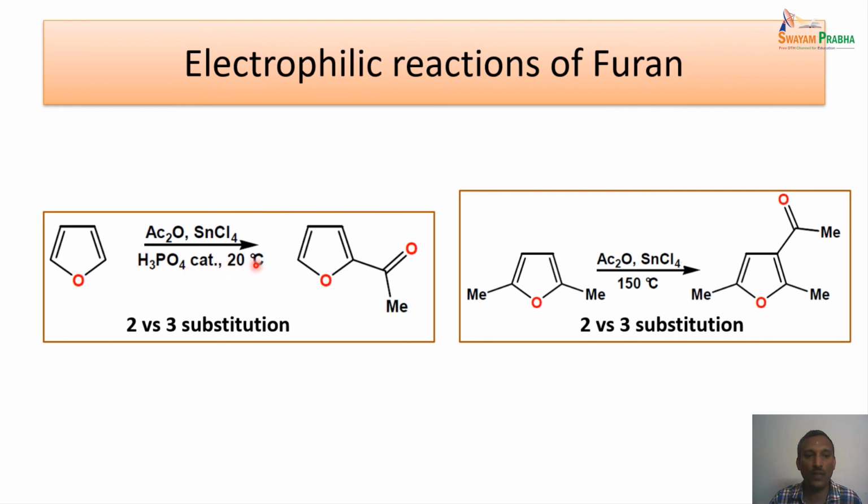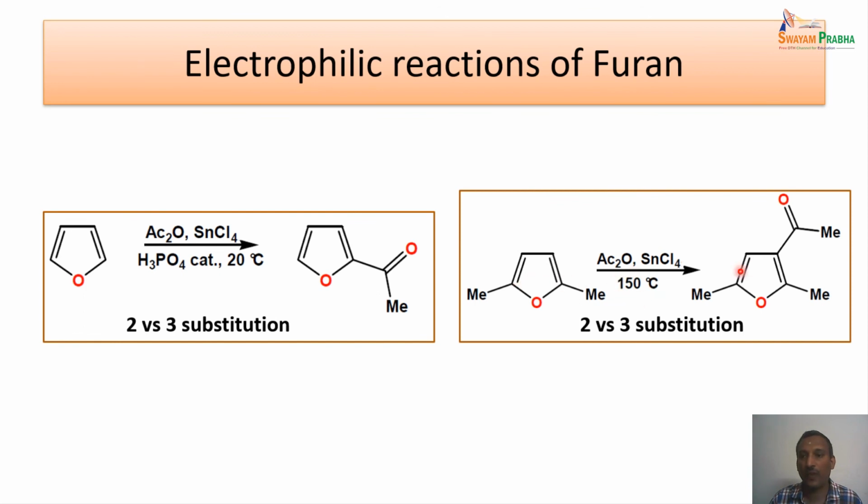If you look very carefully, the temperature is 20 degree and phosphoric acid is used as a catalyst in this particular condition. So this gives selectively the 2 substituted product, whereas if both the 2 positions are blocked, then only we get the 3 substitution very effectively. So this is one way of making the 3 substitution for acylation reaction, that is the electrophilic acylation. And here again, if you look at the temperature, it is 150 degree centigrade.